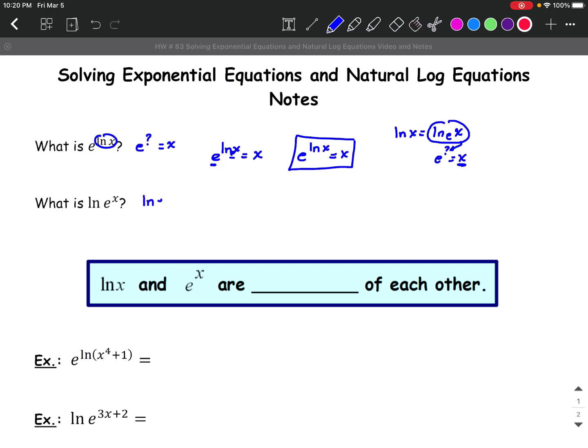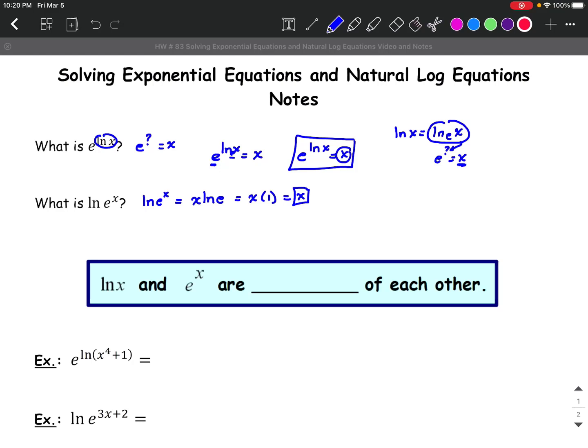The next question, and this one's a little easier to understand. The natural log of e to the x, by our laws of logs, we know that that x comes down front because when we raise an exponent to an exponent, we multiply. And we also know that the natural log of e is 1 because e to the 1 is e. And then that just gives us x. So both of these end up in a result of x.